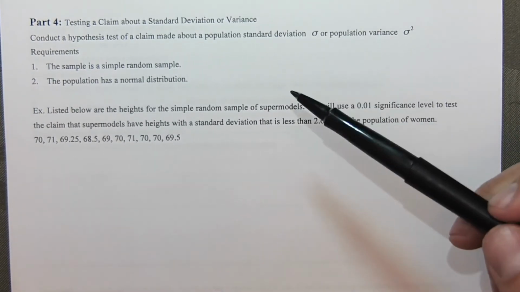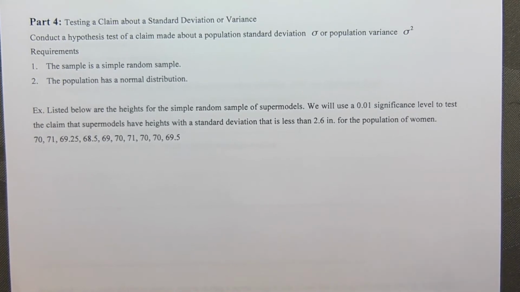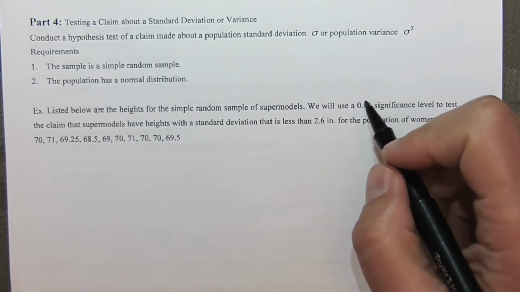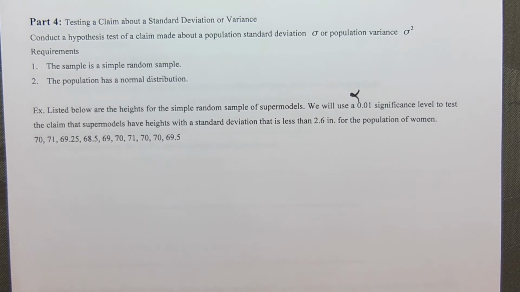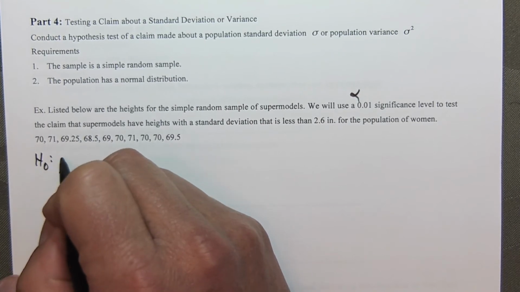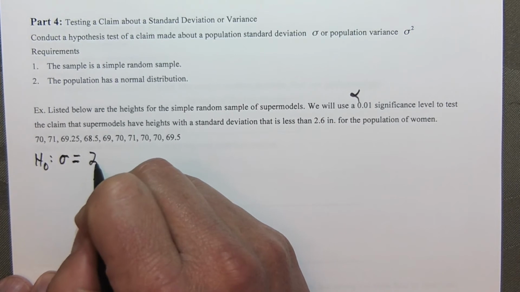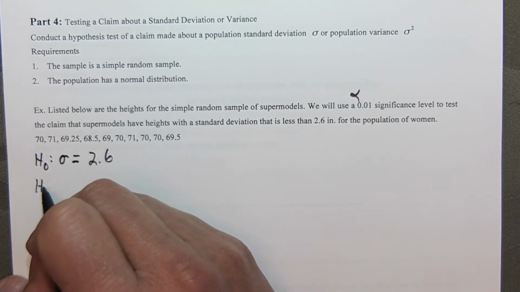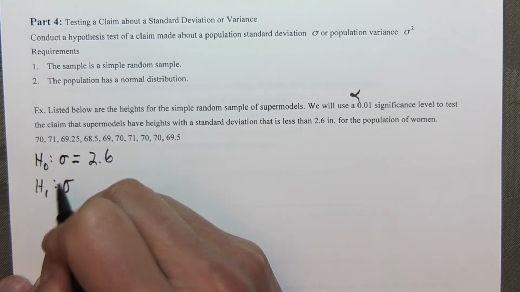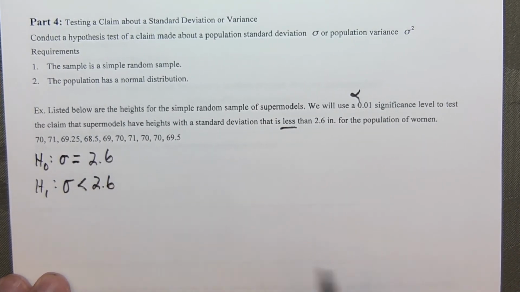And we have a list below of heights from a random sample of supermodels. Here's our alpha, our 0.01 significance level, to test the claim that supermodels have heights with a standard deviation that is less than 2.6 inches. So let's write our null hypothesis. Remember, our null hypothesis is always equals. And again, they want to test that it's less than 2.6. So once again, this is the claim.